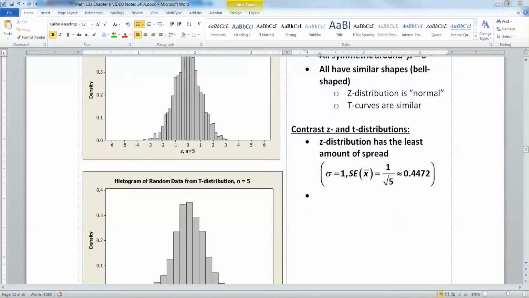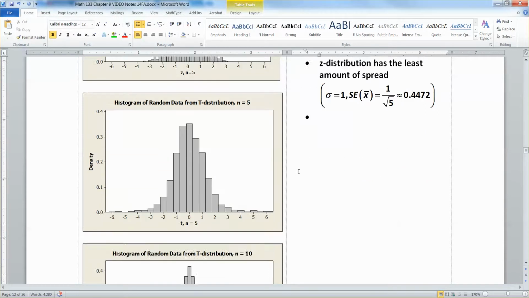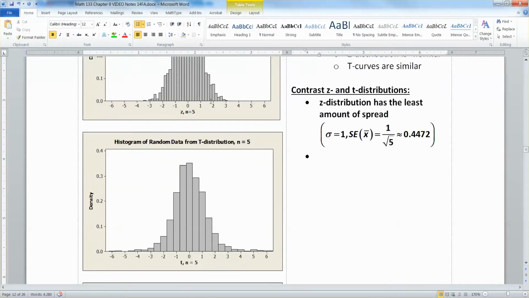The T curves are more spread out. Now, how can you spot it? Well, look just at these two. See how the Z curve has nobody at 5 and 6? Look at that. There's no bars there. Whereas the T curve here has some bars there. I mean, it's not a lot, but it has a little bit. It's more spread out. So the T distributions, you can call them curves, it doesn't matter, are both more spread out than the Z distribution.